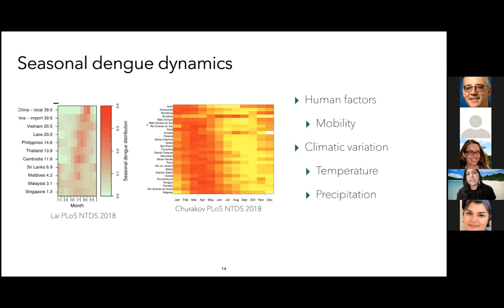And some of the factors that contribute to seasonal dengue dynamics can be things like seasonal migration of individuals from different locations, or also climatic variation. So when we're thinking about seasonality, how temperature can change within a year, but also considering how rainfall changes throughout the year as well.